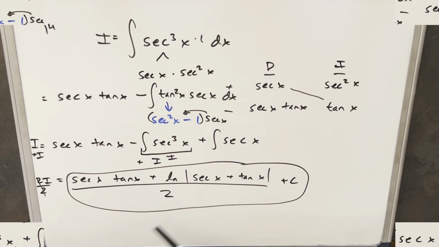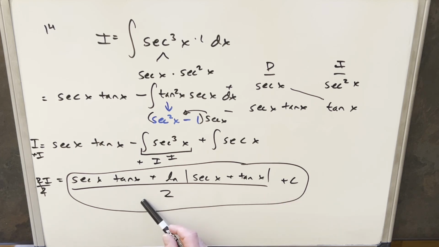And that's it. As you can see, not too bad, but also this is a good one to remember as a formula so you don't have to do it out every single time you come across it. There you have it, MIT 1991, problem 14.